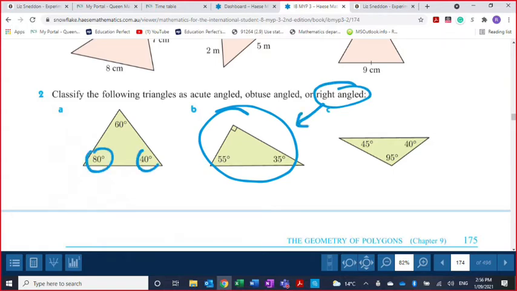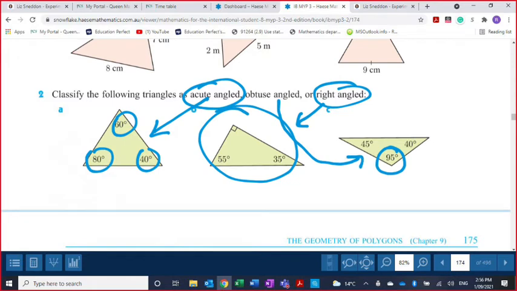80, 40, and 60 are all smaller than 90, therefore that's the acute angled one. And 95 is bigger than 90, therefore that one is the obtuse angled one. So really quite simple. Okay?